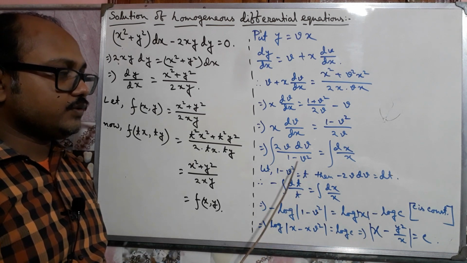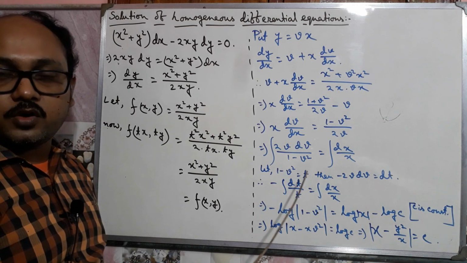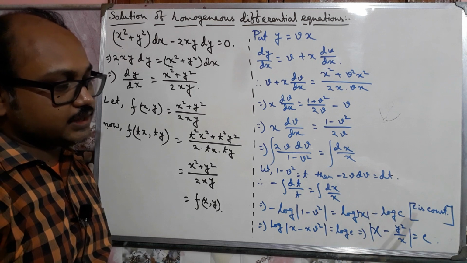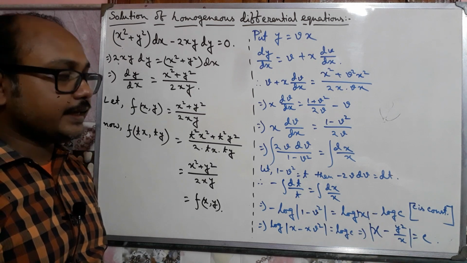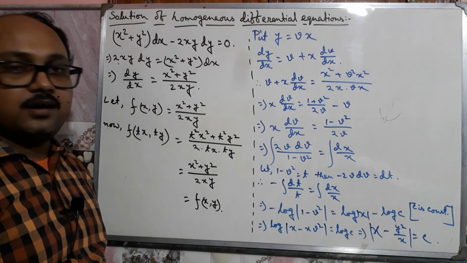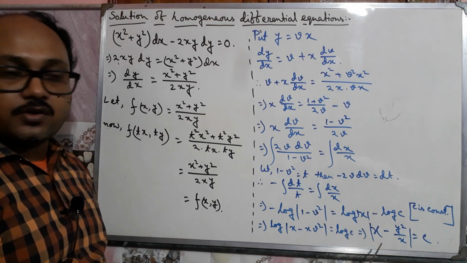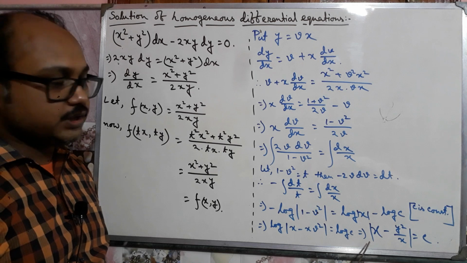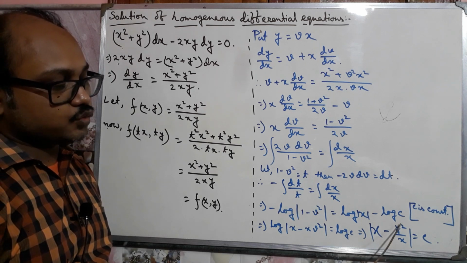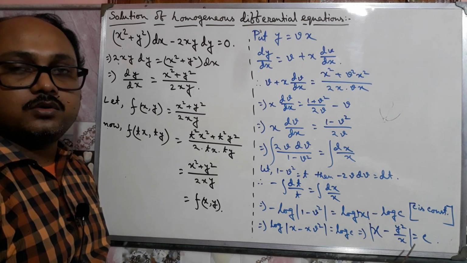The integration will be minus log mod (1 minus v square) equal to log x minus log c. C is the integrating constant here. Then by calculation, the required solution of the given homogeneous differential equation will be mod (x minus y square by x) is equal to c.